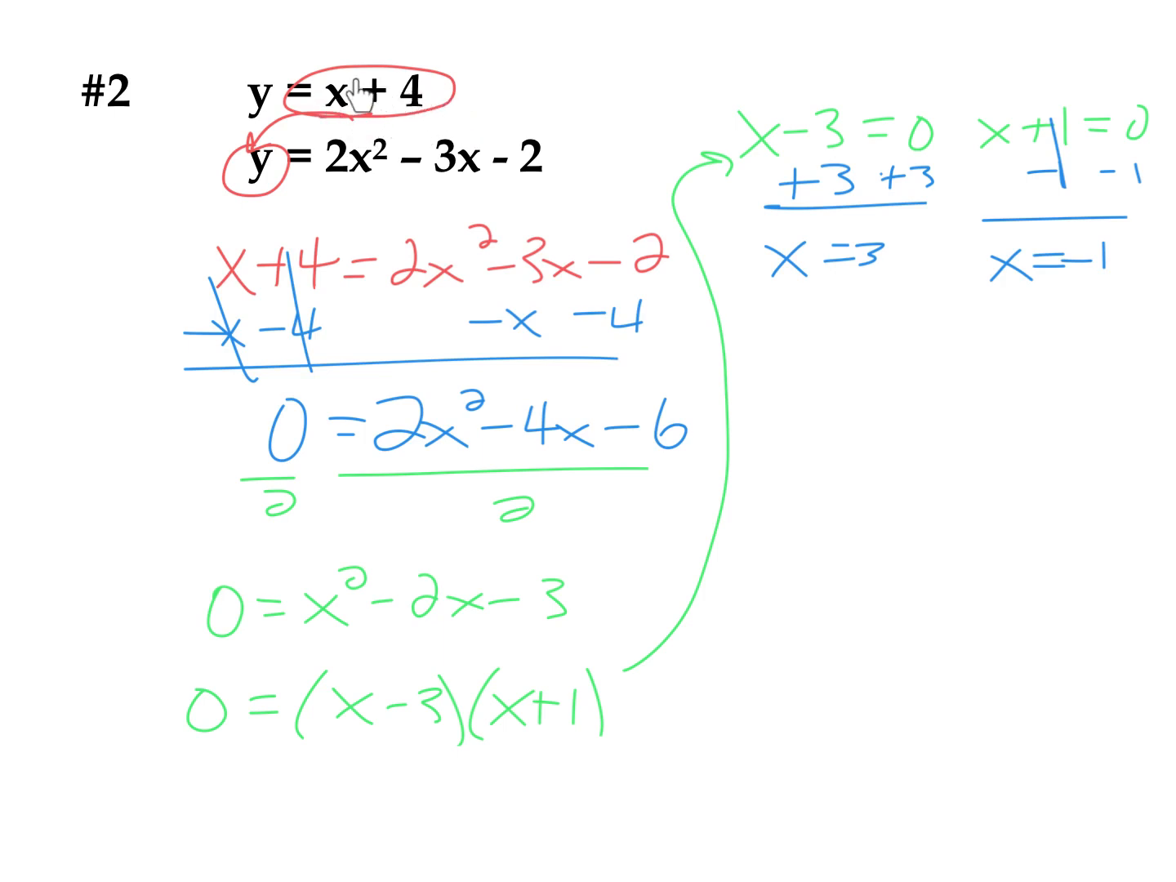I would suggest using the first equation. That's going to be easier than plugging it in here, I would think. You're just doing whatever x is plus 4 instead of squaring it times 2 and going through all those steps. So I'm going to use the first equation to plug these back into.